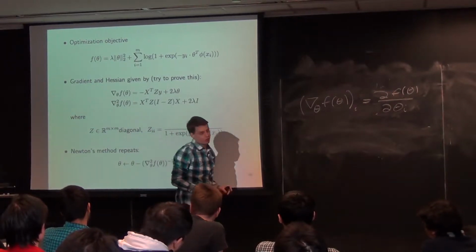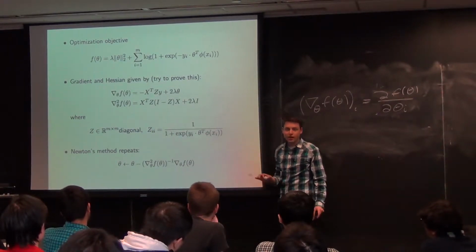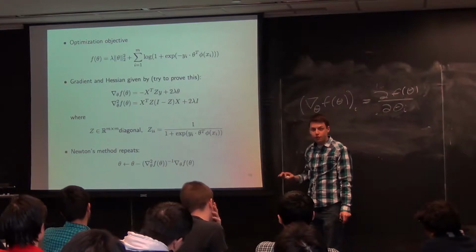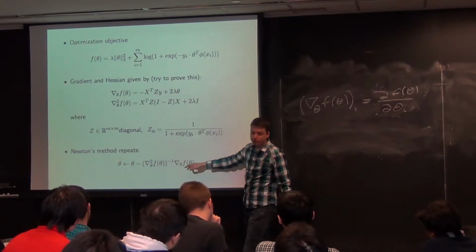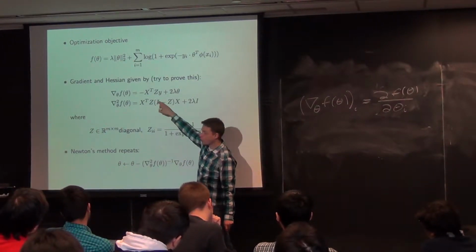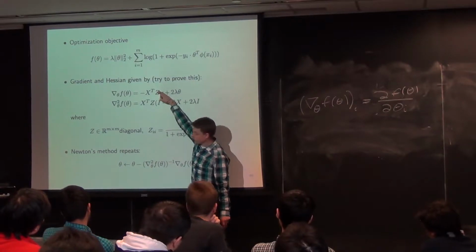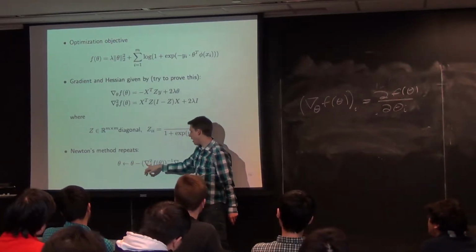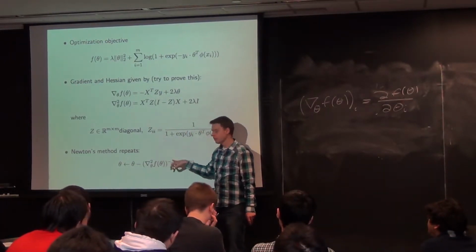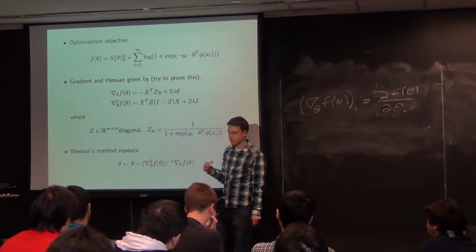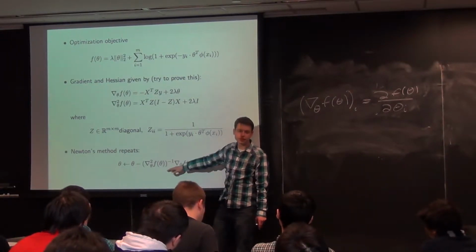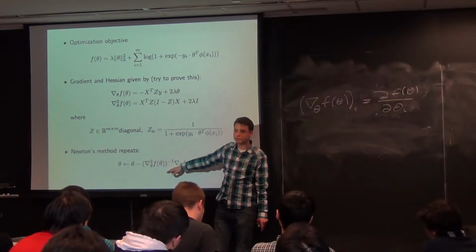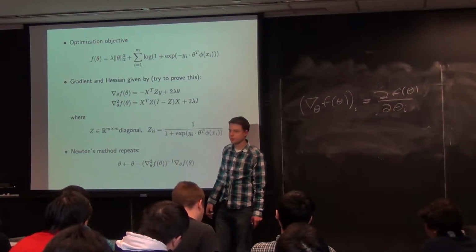Once you have this, and you don't have to just trust me that these are in fact the correct gradient and Hessian, you can solve for theta by just repeating these updates. You form these two matrices, then you set theta equal to theta minus the Hessian inverse times the gradient. You just repeat that process. That's Newton's method, which we covered before. But you just iterate that process.